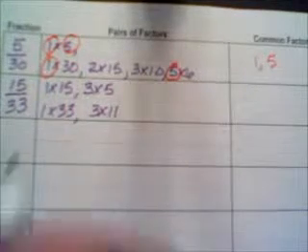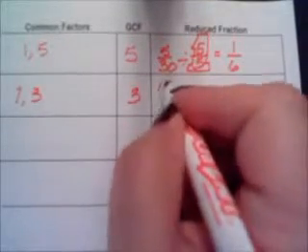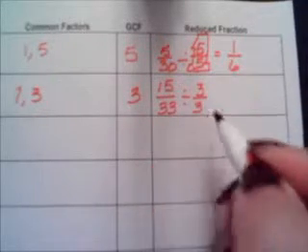Okay, so now let's find our common factors. Our common factors are 1 and 3. Okay, so we're going to put our common factors over here, 1 and 3, right? Then we're going to find our greatest common factor, which is 3. All right, now we're going to take our original fraction, which was 15 over 33, and we're going to divide by our greatest common factor. So we're going to go 3 over 3, divide by 3 over 3.